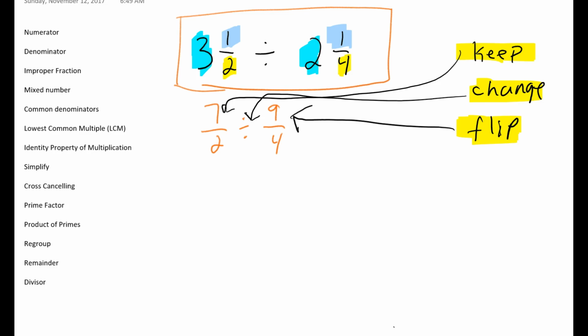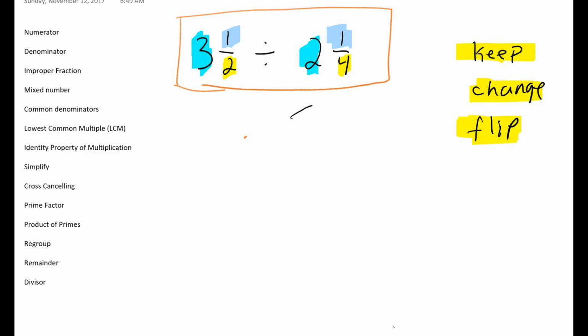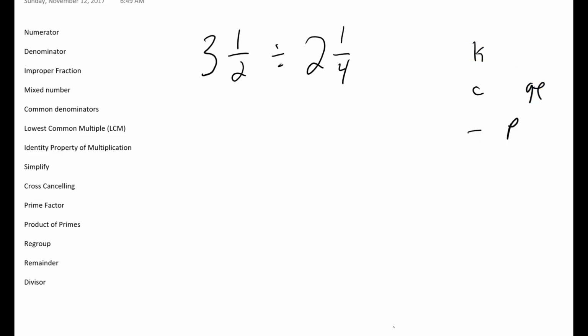Now let's take this and do it a little bit differently. We're going to do it like we did last time. We're going to use the same method with 3 1/2 divided by 2 1/4. Let's rewrite that: 3 1/2 divided by 2 1/4. Instead of using the keep, change, and flip method, we're going to do it by finding common denominators.